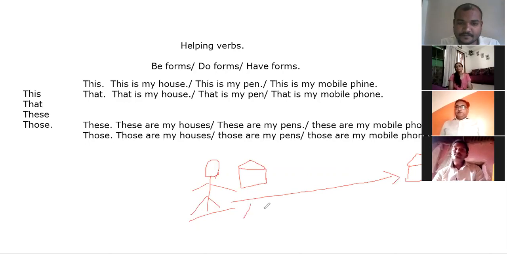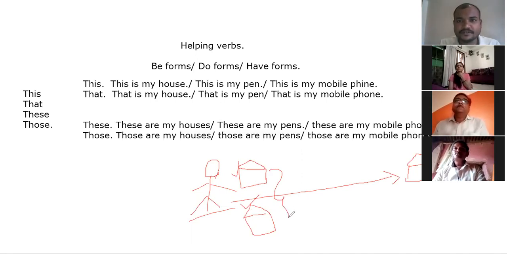Similarly, if he wants to talk about this one and this one, right? These are my houses. Okay. These are my houses. The same way, if he wants to talk about these two, those are my houses.